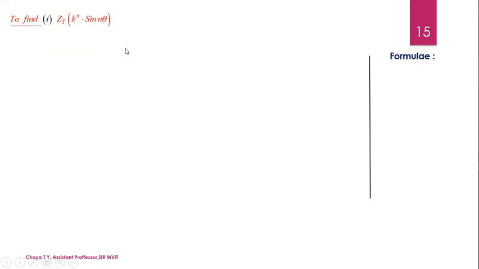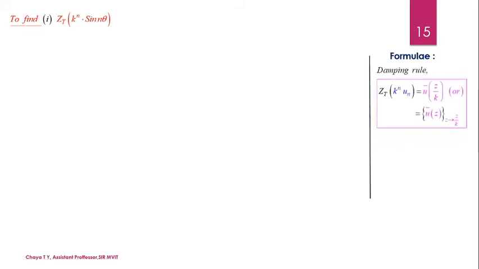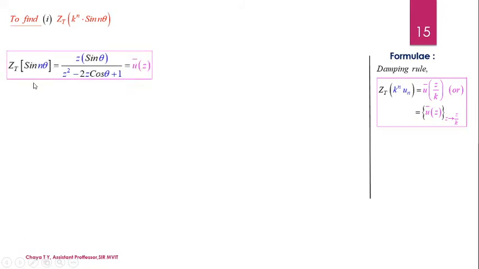Similarly, now we are going to find the Z transform of k to the power n sin n theta. So what is the Z transformation of k to the power n sin n theta? It is given with the help of the damping rule as follows. First compare the LHS of the damping rule with the given function. The u n sequence is nothing but sin n theta. So let us write the Z transformation of sin n theta. From the previous proof, it is Z times of sin theta divided by Z square minus 2Z cos theta plus 1, which can be denoted as u bar of Z.